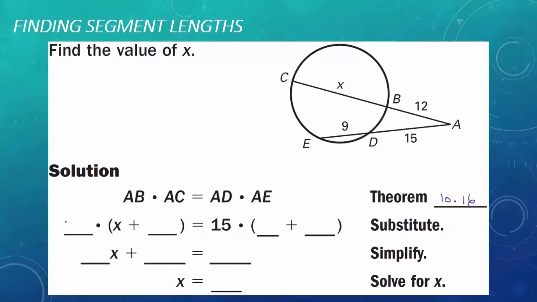So AB we know is 12. The entire length of AC is 12 plus X, or X plus 12, and then AD is 15, and AE is 9 plus 15, which is 24. Solve for X. We start off by distributing the 12 with X and positive 12. 12 times X is 12X. 12 times 12 is 144. 15 times 24 is 360. Subtract 144 on both sides, and you get that 12X is equal to 216. Divide both sides by 12, and 216 divided by 12 gives us X equals 18.